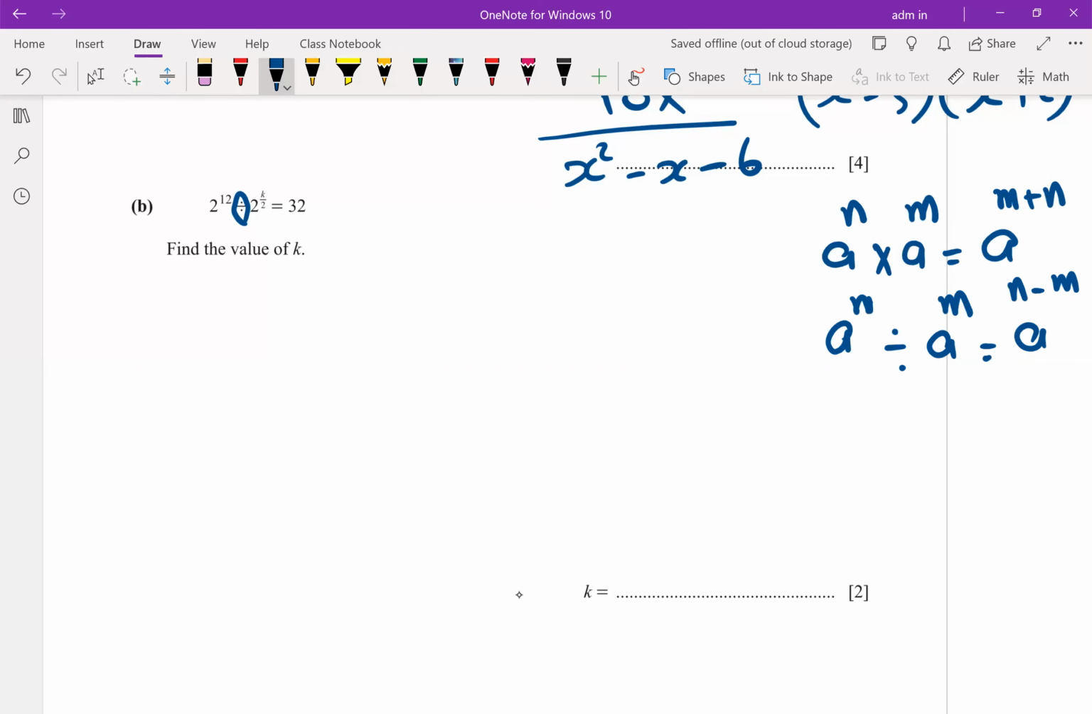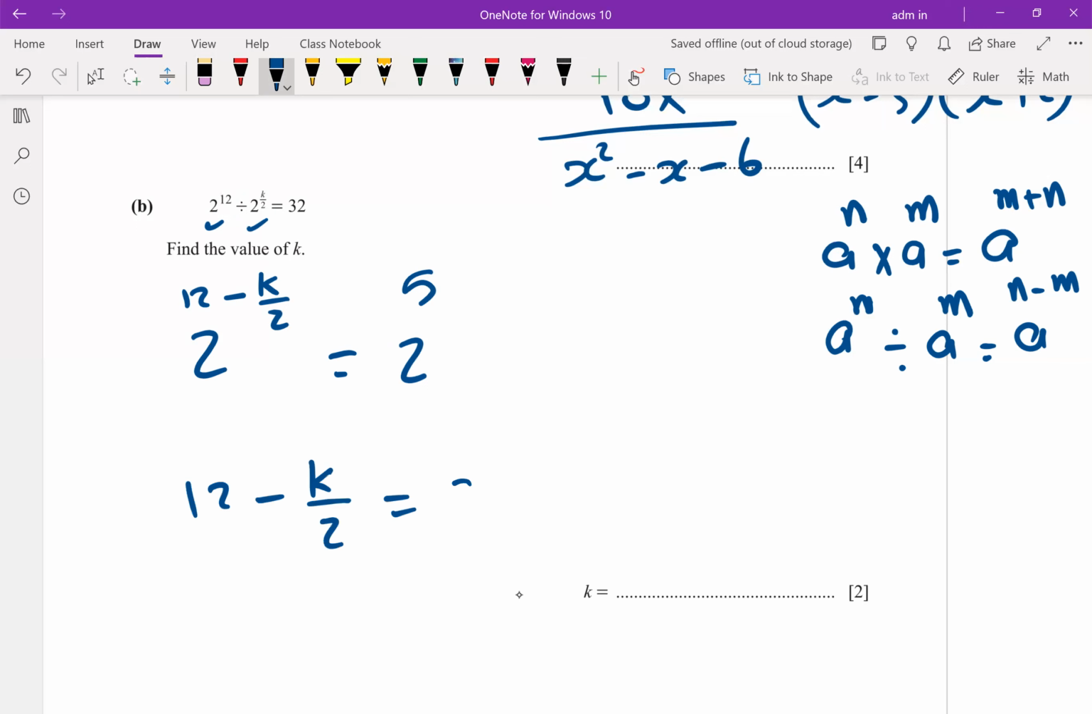I will apply it now. Look at the left hand side. Same base. Is it same base? Yes. You can combine and write one term. 12 minus k over 2 is equal to 32. How can I write 32 as a base 2? 2 to the power of 5. If base equals base, power equals power. So 12 minus k over 2 equals 5.